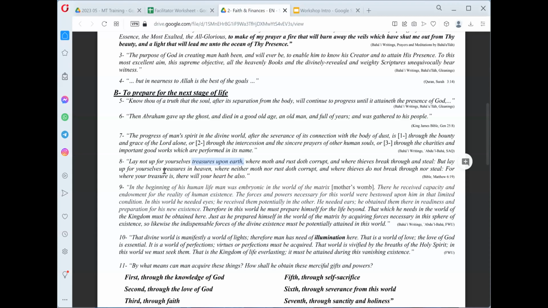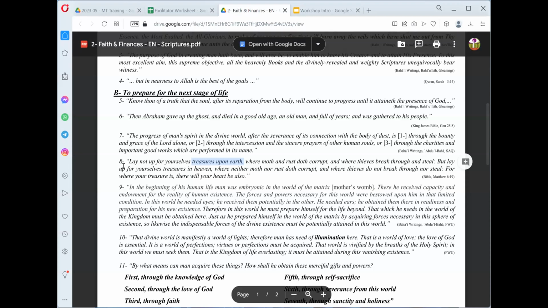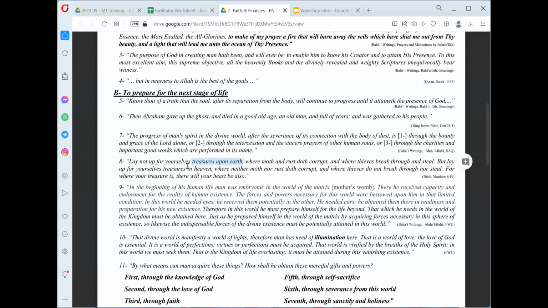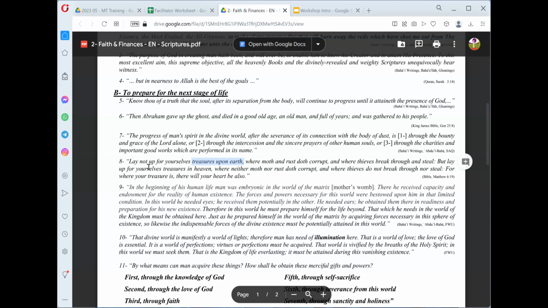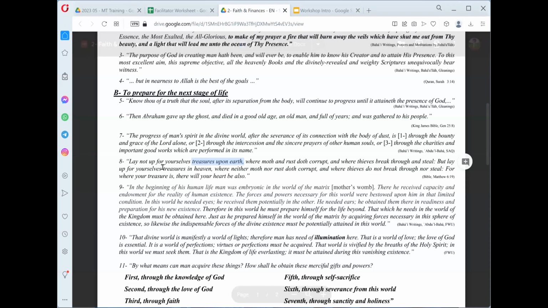Can you repeat that question? So the question is that this passage from the Bible says, lay not up for yourselves treasures upon earth. What are these treasures that we are not supposed to be concerned with on earth? And then afterward, it says, but lay up for yourselves treasures in heaven. What is the difference between these two treasures? I should highlight it.